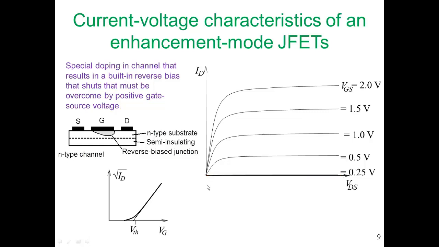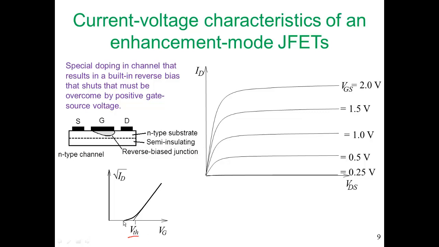When we do apply a gate source voltage, as we increase the gate source voltage, we see that current starts to flow. So this is enhancement mode: no current flows without a voltage applied. When a voltage is applied, the current increases. Again, we can plot the input characteristic, and we see that there is a threshold voltage. We must apply a gate voltage, an input voltage above that threshold voltage, to get drain current.